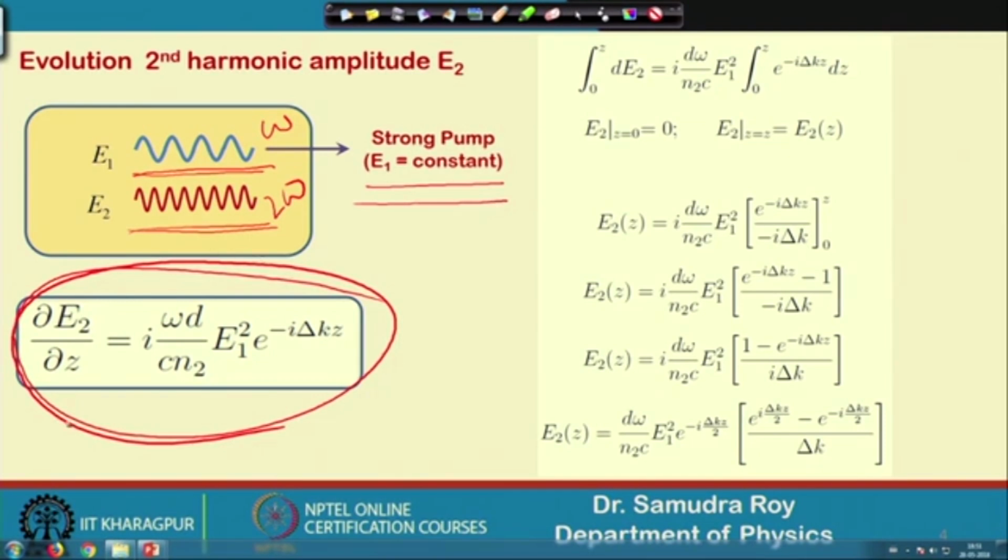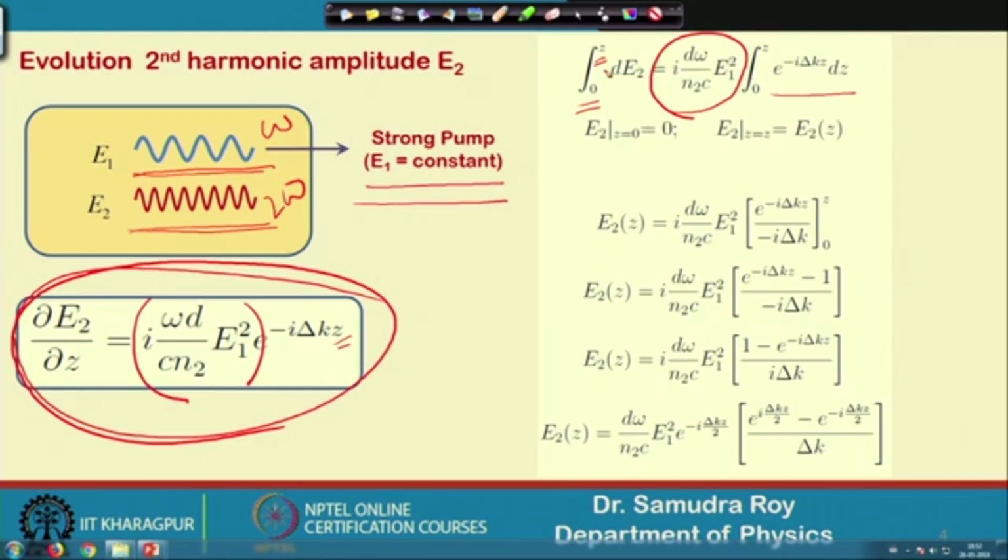So, now this differential equation is solvable because we have E2's dz and the entire term is now constant. If this entire term is constant, we can take it out from the integration. So, in the integration we have only the exponential term which contains this z, and we integrate both the sides with respect to z, from 0 to z. So, we integrate this differential equation.